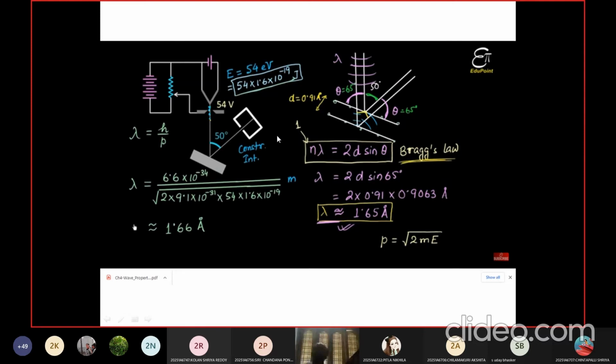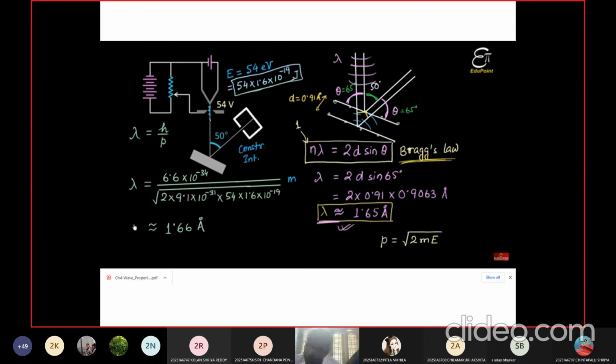So at 54 volts, what will be the wavelength of the electrons that are coming out from a 54 volt accelerator? Lambda is equal to h by p, and p is equal to root of 2meV. Here h is 6.6 into 10 to the power of minus 34, mass m is 9.1 into 10 to the power of minus 31 kg, e is 1.6 into 10 to the power of minus 19 coulombs, and V is 54. With the help of this, I tried to find out lambda, and I found it to be 1.66 angstroms.